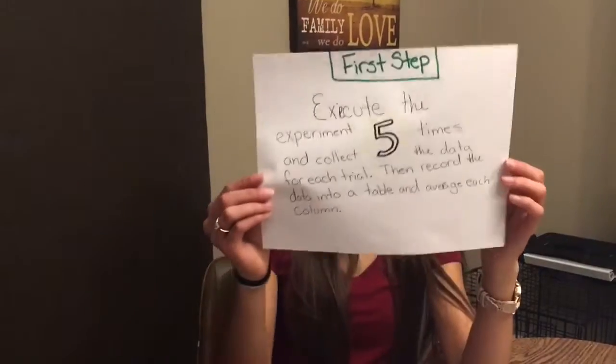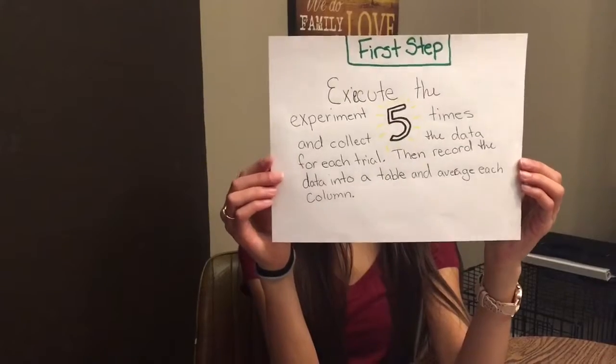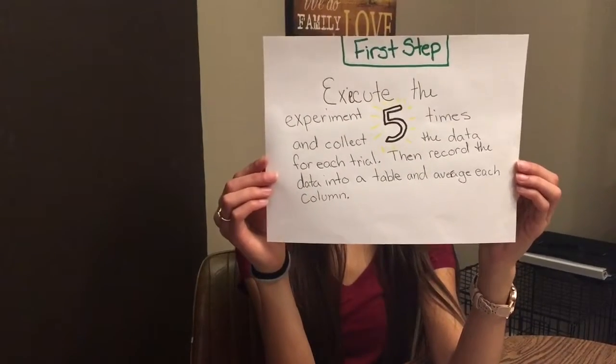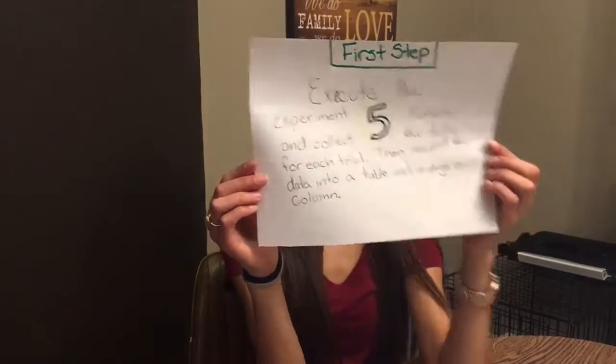Now let's get to the fun part. First step: execute the experiment 5 times and collect the data for each trial. Then record the data into a table and average each column.